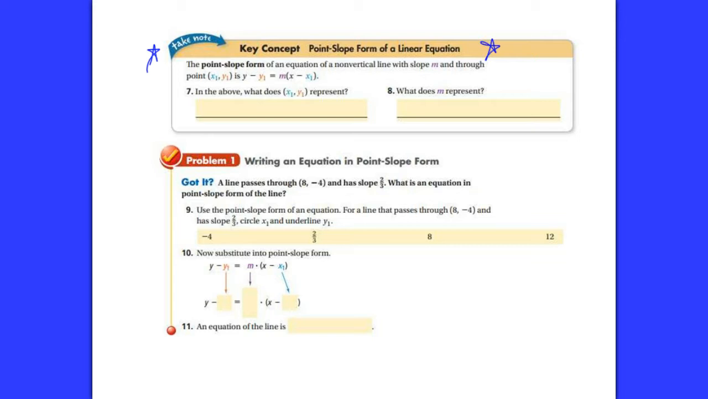Highlight this or underline this. This is what we are learning today: point-slope form of a linear equation. My highlight did not show up very well there, but you get the point of what we're trying to learn here.